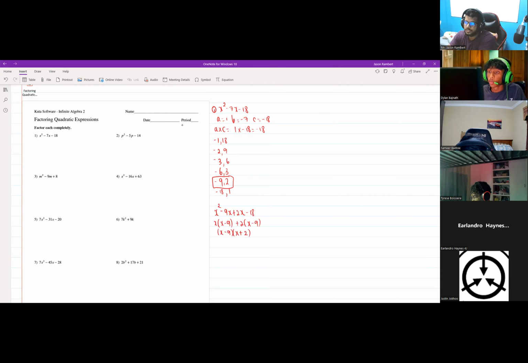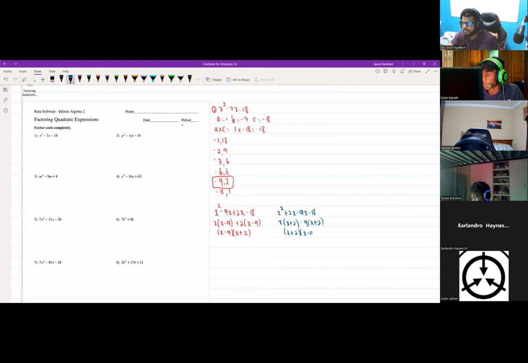Now, if you put the 2x first, let me see what we're going to get. We'll do the variations for them. If you had x squared plus 2x minus 9x minus 18, x into x plus 2 minus 9 into x plus 2, we end up with the same thing. Cool? So it doesn't matter which one you put first, we are going to end up with the exact same thing.